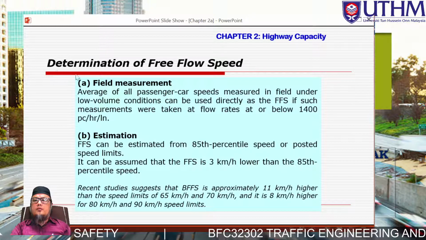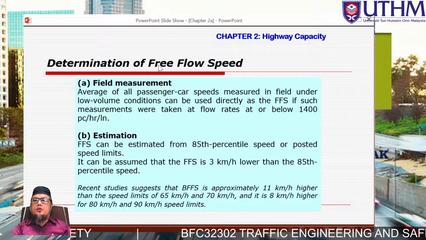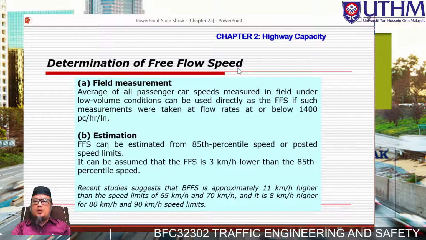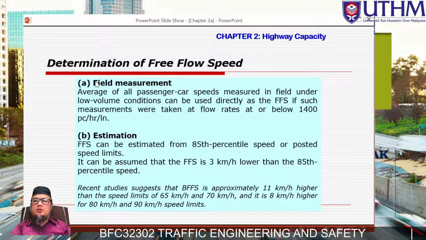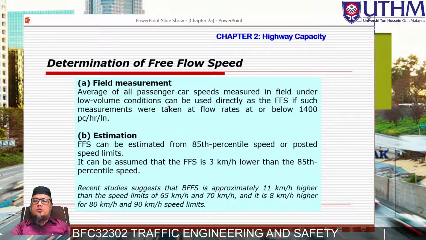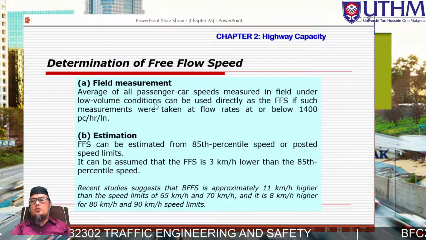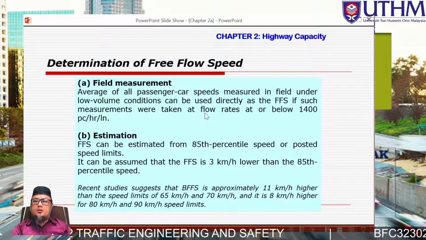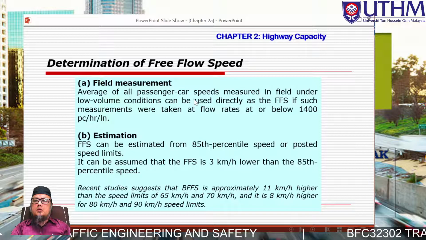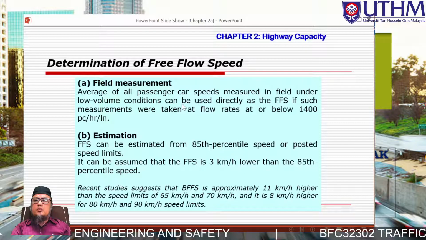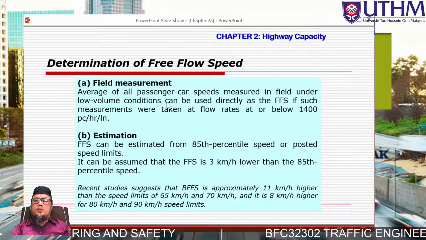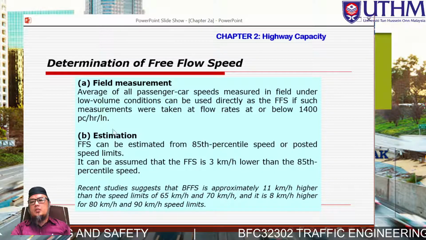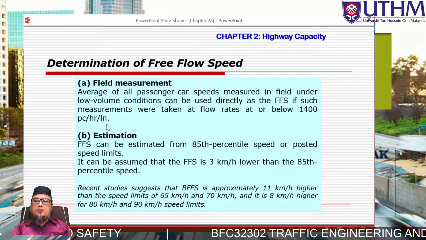Okay, first, we concentrate on how to determine free flow speed. Look here, we have 2 options. First, field measurement. If we can measure directly in the field or at the study site, we consider that our free flow speed. But this method rarely happens. So we just estimate the free flow speed based on what?